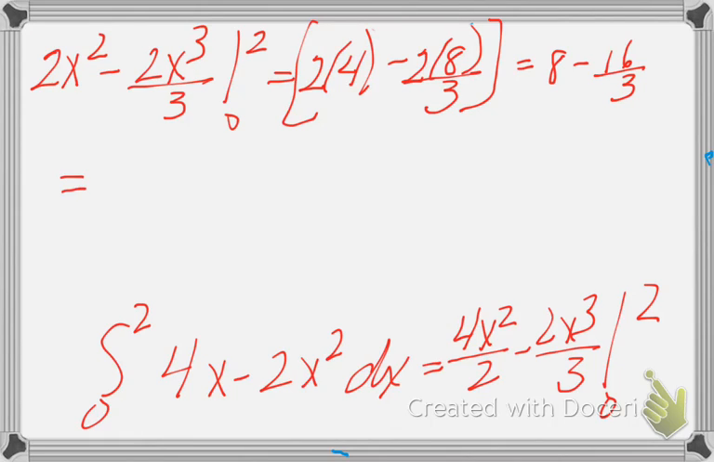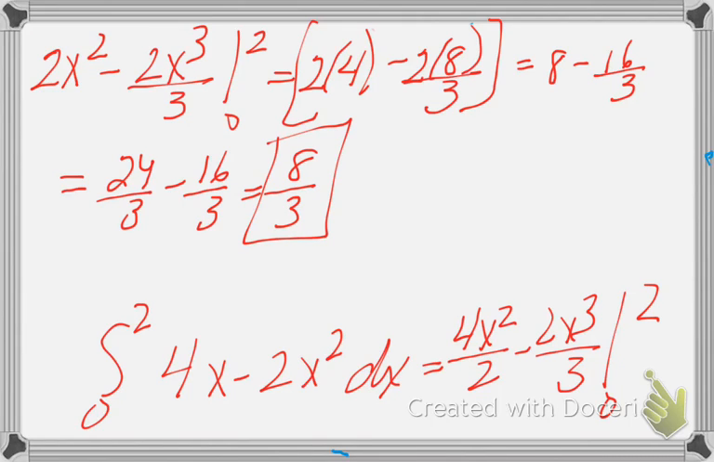Let's find a common denominator. And we get 8 over 3, and that's your answer. Just one little quick check. Notice this is a positive number. If you go back and look at your graph, you can see that the graph was all above the x-axis, so at least we do know that it should be positive. Okay, and that's the solution.